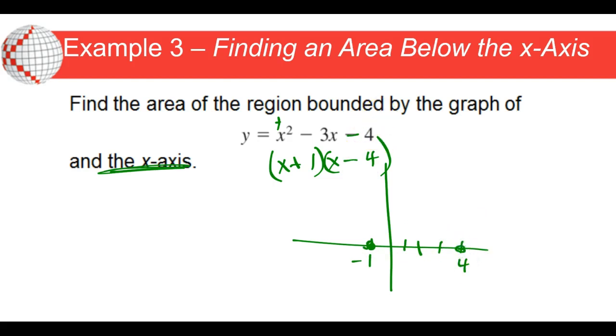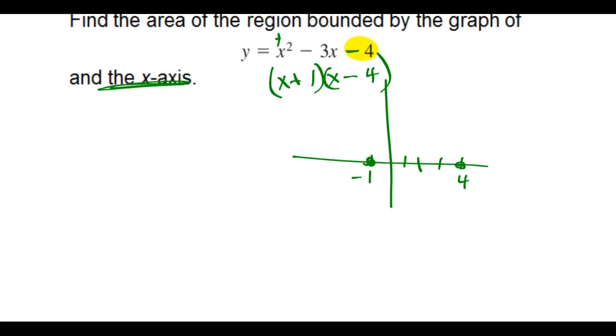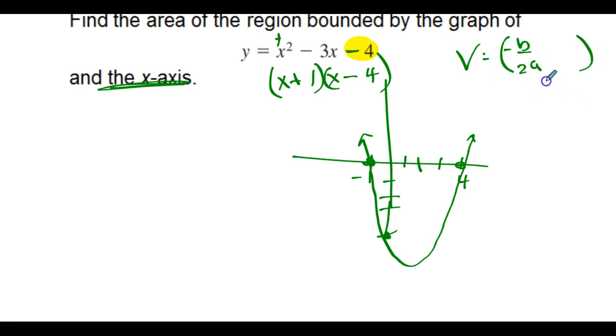I've got a y-intercept here at negative 4, and that's 3 points. 1, 2, 3, 4. I didn't find the vertex, but I think it looks something like this. Of course, I could always do the negative b over 2a to find the x-coordinate of the vertex. There's lots of ways you could graph this, or just go to your calculator.